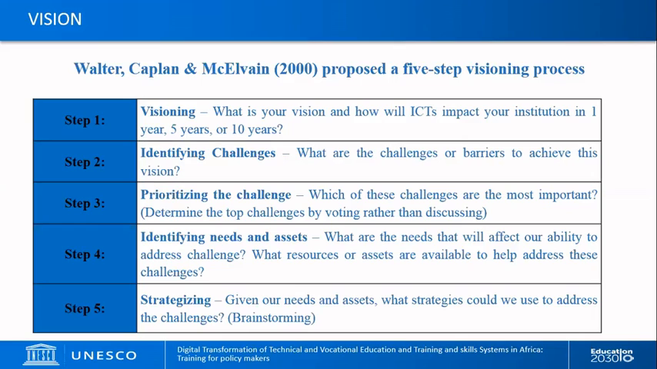Then four, you identify the needs and assets. What are the needs that will affect our ability to address these challenges? What resources or assets are available to help address these challenges? And then five, we need to strategize. Given our needs and assets, what strategies could we use to address the challenges? And this involves basically brainstorming.